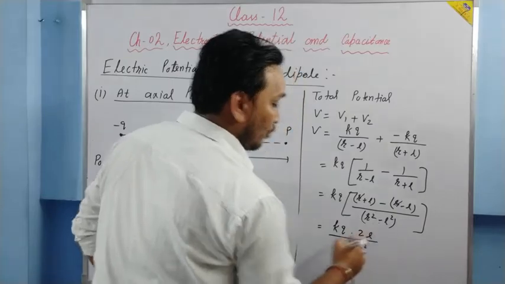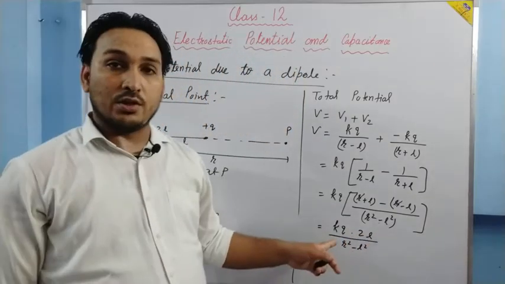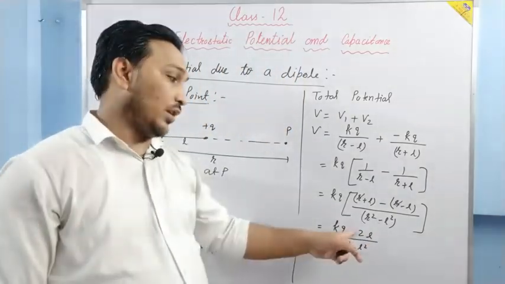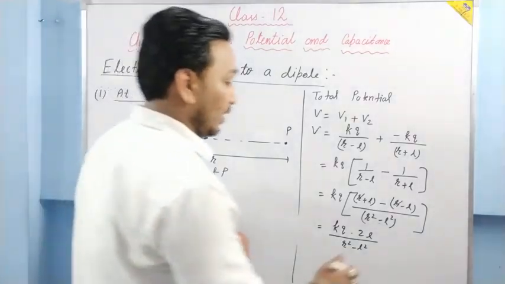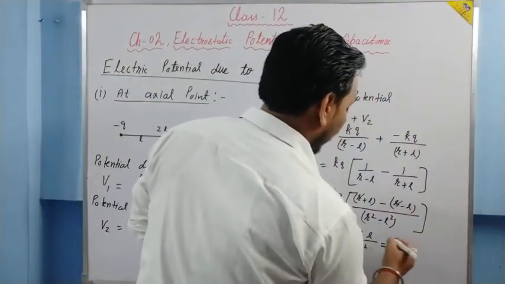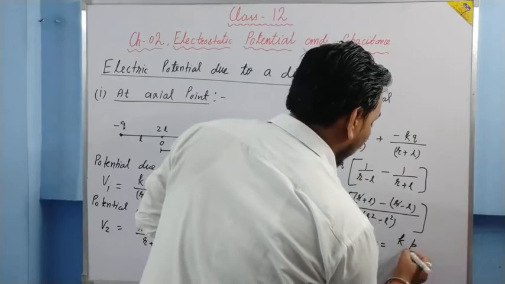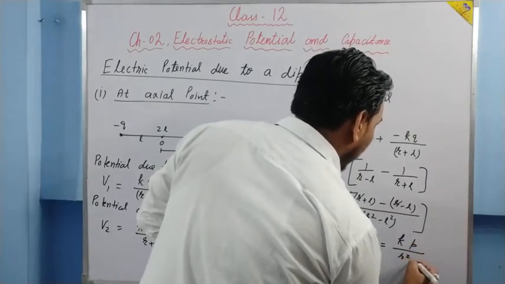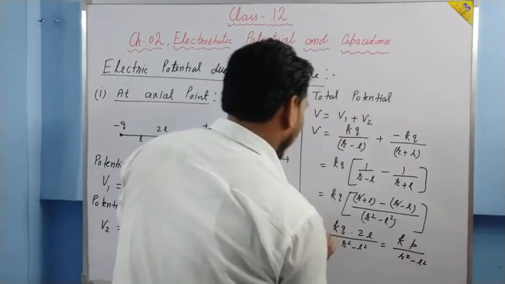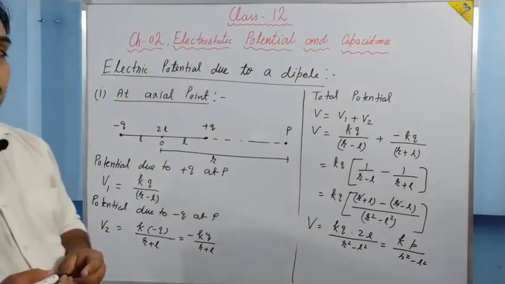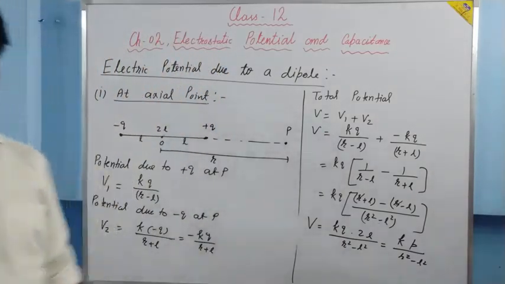Now q into 2L. q is one of the charges and 2L is the distance of charge separation. It will become the dipole moment. Kp upon r square minus L square. This is the value of potential. Kp upon r square minus L square.